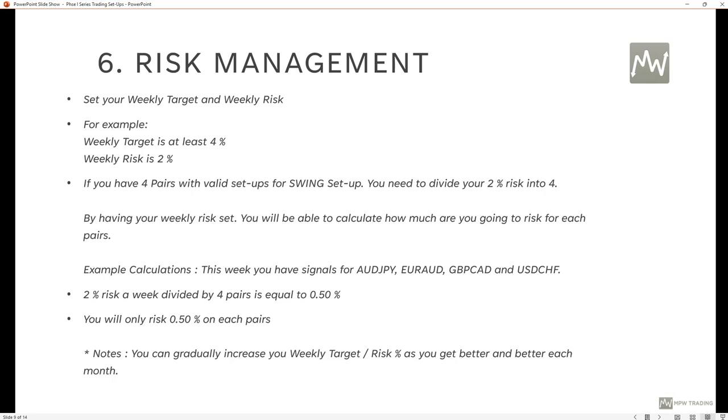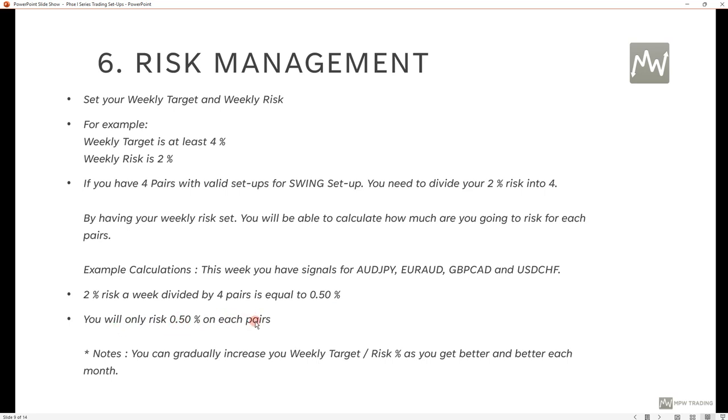And next, if you have 4 pairs, for example, lahat valid yung 4 pairs na yan. So all you need to do is to divide yung iyong weekly risk, let's say 2% into 4. So that will be 0.50%, no? So halimbawa nga ito, no, 2% risk a week divided by 4 pairs is equal to 0.50%. So ibig sabihin, bawat pairs ay magre-risk ka lamang ng 0.50%.